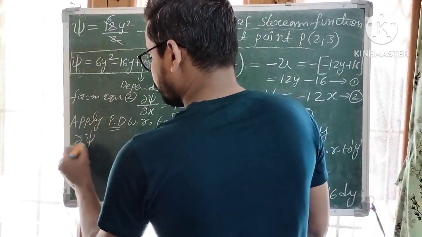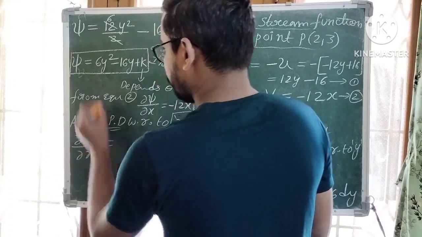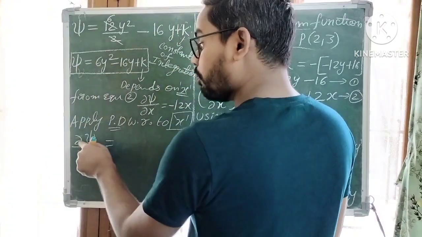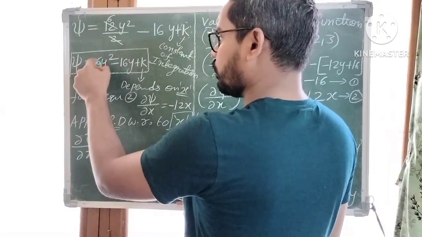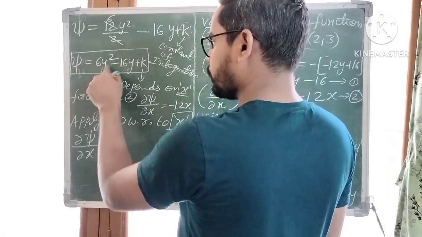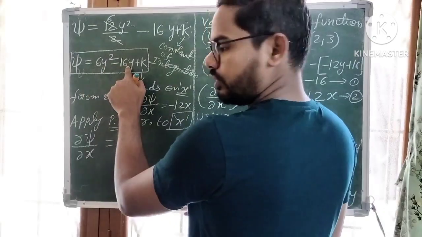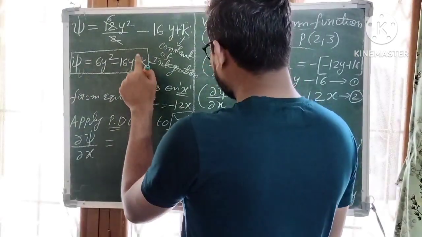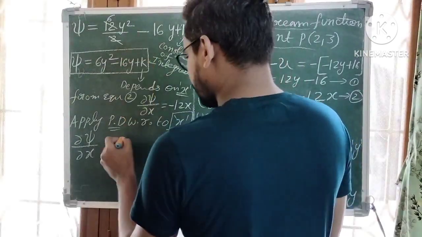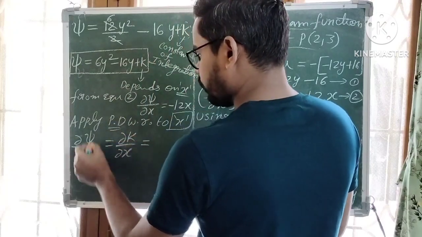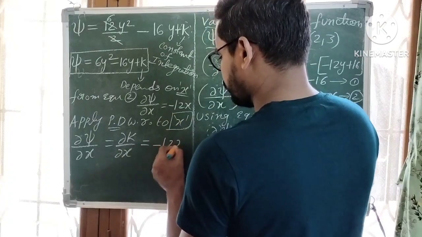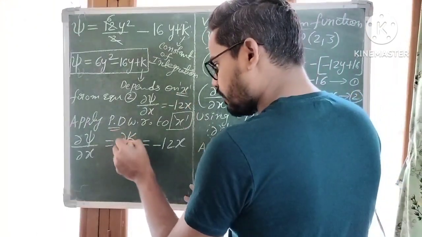Now dou psi by dou x is equal to, with respect to x we are doing partial differentiation, remember. So other than x, the remaining terms are constants, and the partial differentiation of a constant is 0. But k is not a constant, it is a function of x. So dou k by dou x. Now dou psi by dou x is minus 12x. So here we need the value of k.